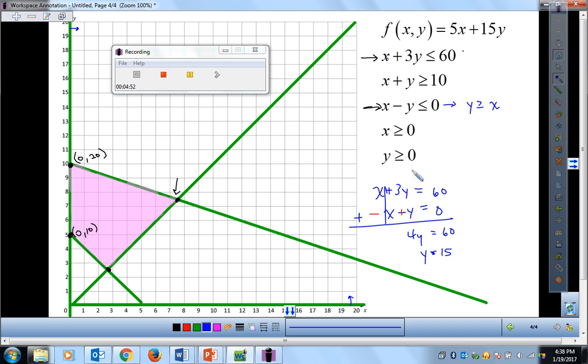So y equals 15, now let's plug it back in. Again, it doesn't matter where I plug it in. I'll plug it in right here because that works well for x. I get x minus 15 equals 0, so x would equal 15. So that tells me that this point is 15, comma 15.